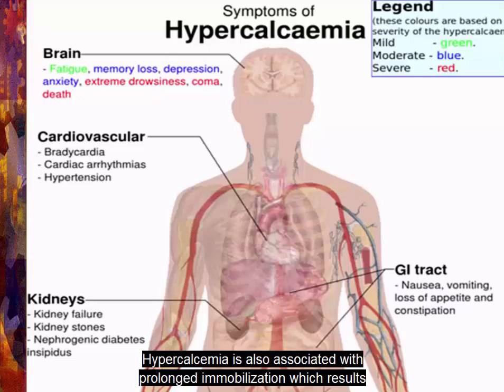Hypercalcemia is also associated with prolonged immobilization, which results in bone mineral loss and increased plasma calcium concentration. More rare cases include vitamin D overdose or increased calcium intake, like ingestion of antacids containing calcium, or excessive IV administration during a cardiac arrest.